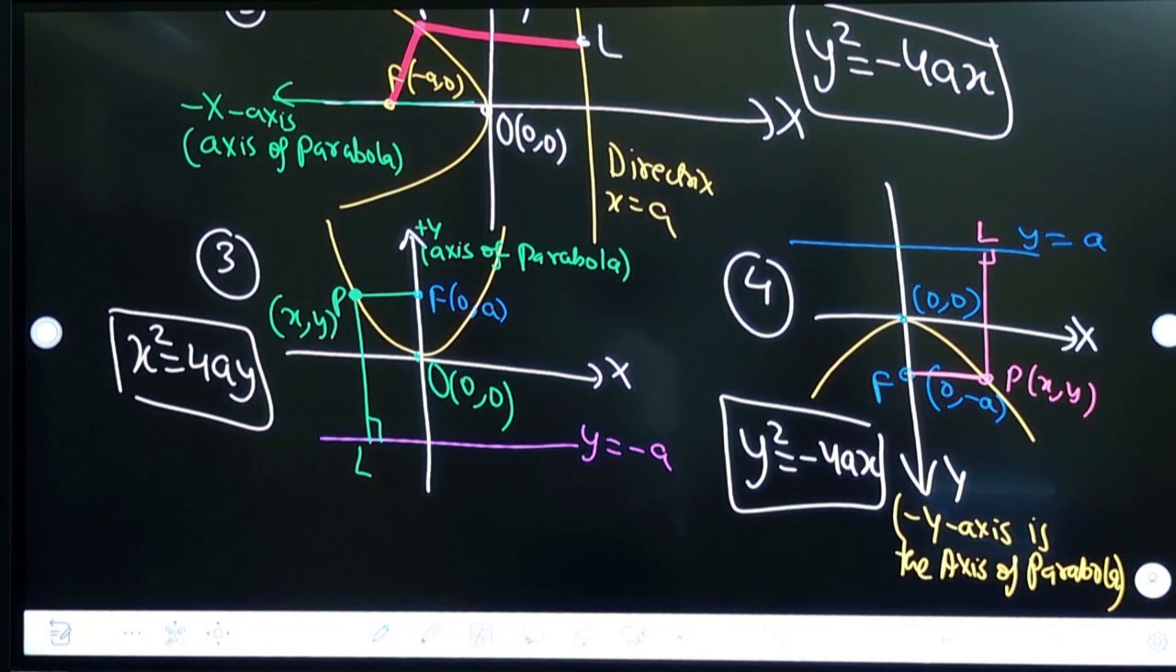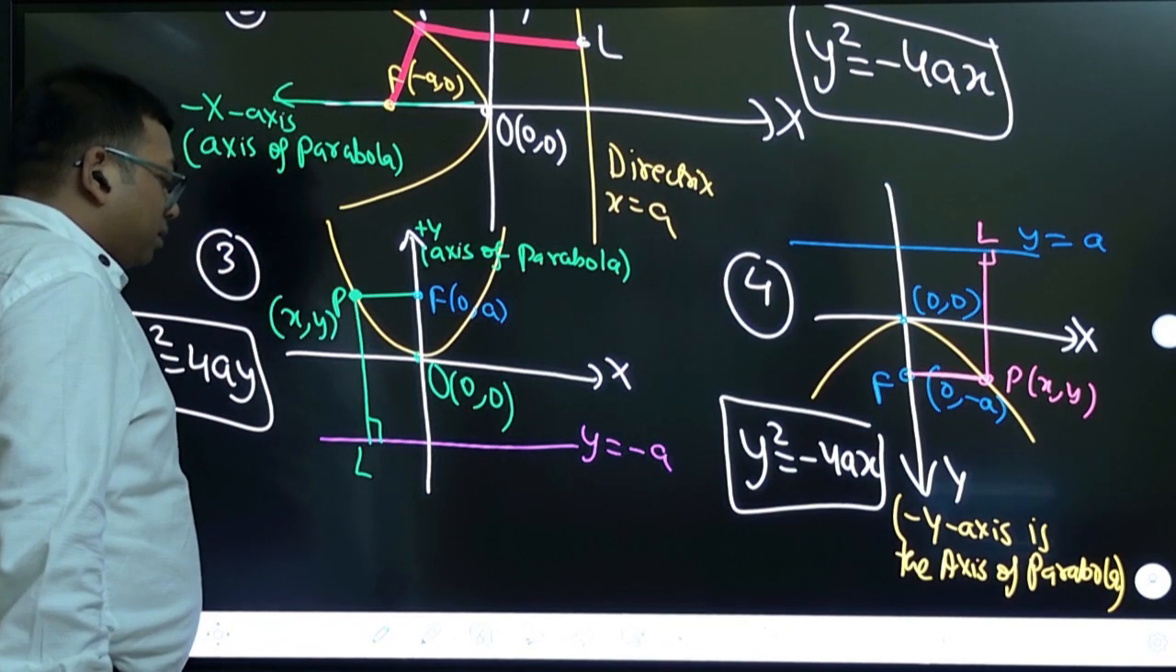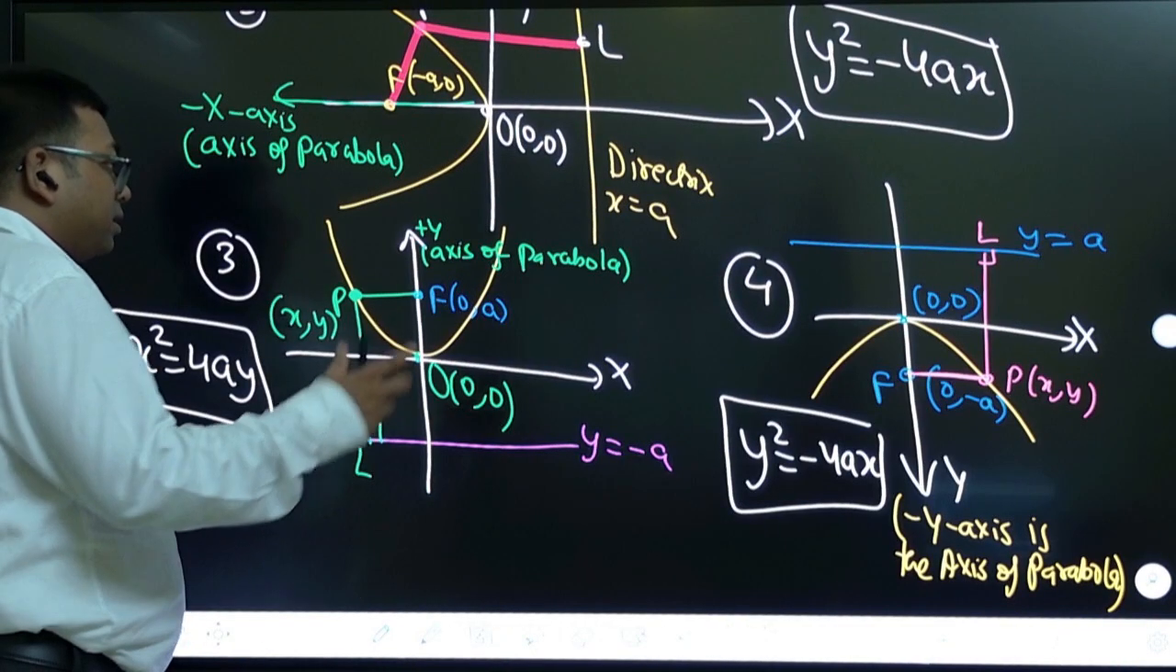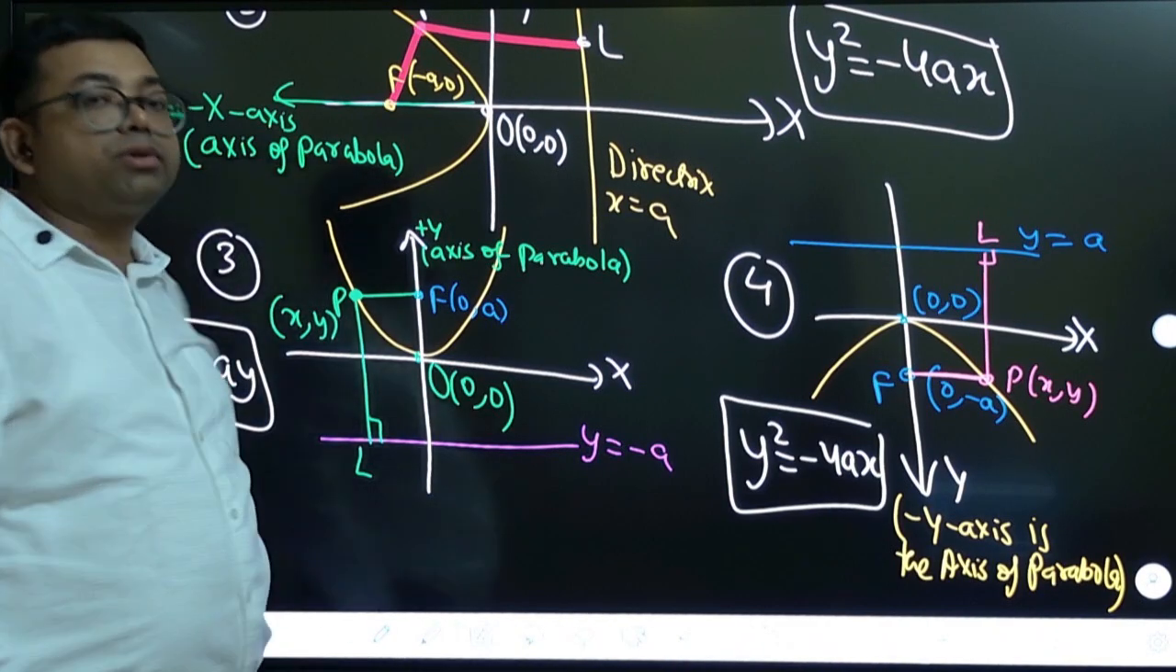Like that you will see. So if you can bring the equation into any of these forms, then you can compare that. Okay. And one of the important things is how we can write the equation of a parabola, or how we can shift the equation of a parabola.